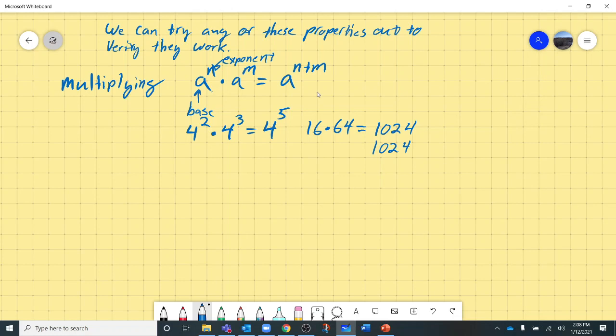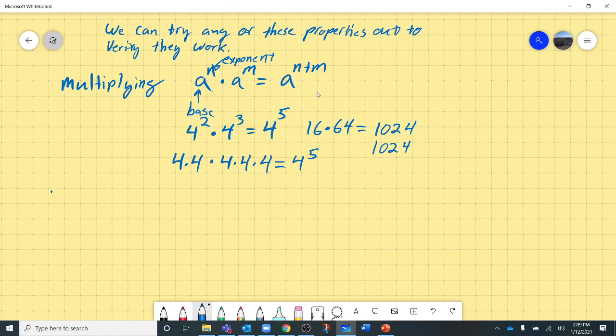We could write this out. Remember, exponents mean just that we are multiplying over and over and over again, right? So 4 to the second power is the same thing as 4 times 4. 4 to the third power is 4 times 4 times 4. And we're multiplying those two. So really we have 4 times 4 times 4 times 4 times 4. By definition, that is the exponent 4 to the fifth power. Okay.